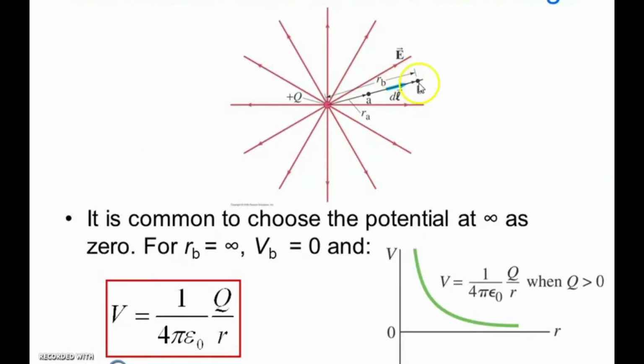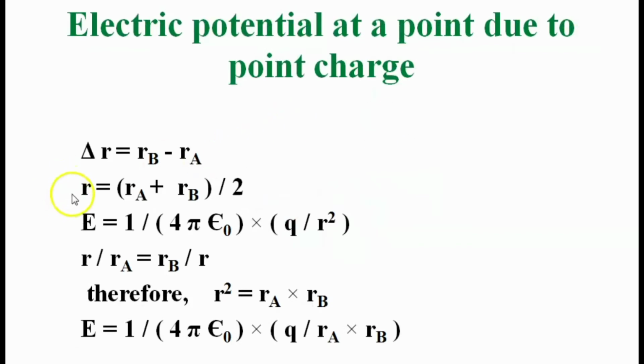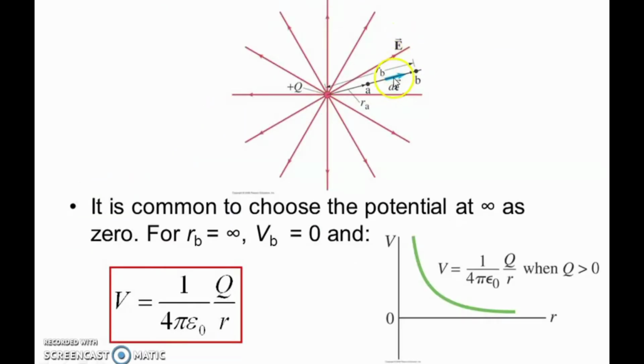We know that the charge moved from point B to point A, so we will take their mean, and that mean is equal to R. So R is equal to RA plus RB divided by 2. This equation shows that R is the midpoint of A and B.